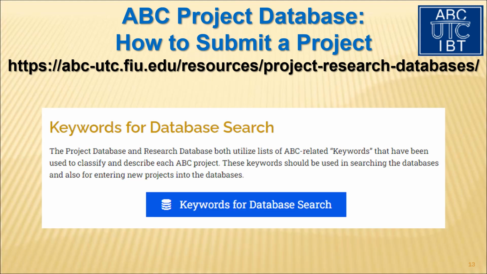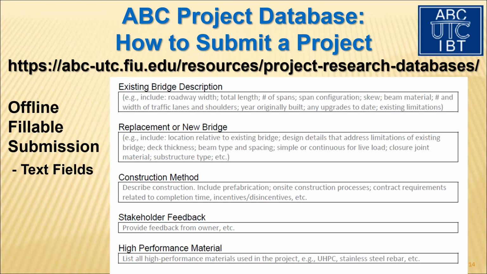As you'll recall from the training videos on Introduction to the Database and how to search the database, you can view all the ABC types by clicking the blue box titled Keywords for Database Search at the bottom of the ABC Project Database homepage shown here. As previously mentioned, text fields are provided throughout the fillable form to allow free-form entry of project-specific information. Again, note that guidance is provided for the types of details required for the individual fields.